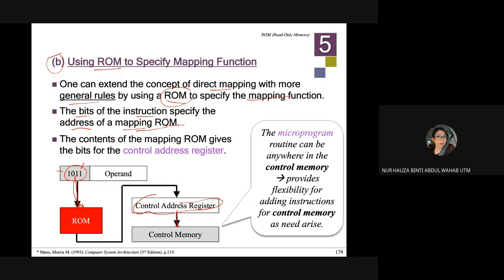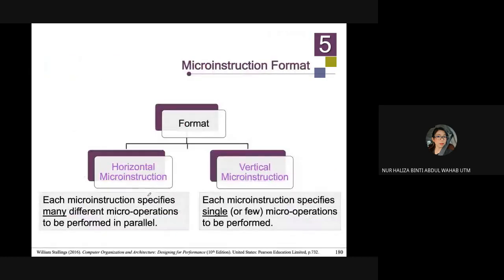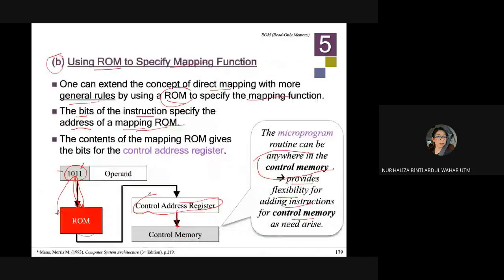So you can see over here, the microprogram routine can be anywhere in your control memory. What is the advantage? It provides flexibility for adding instructions to your control memory as they arise. The difference is that if it is direct, you can directly apply it, but when using a ROM, you send it to the ROM first just to map it. So that is the mapping process.